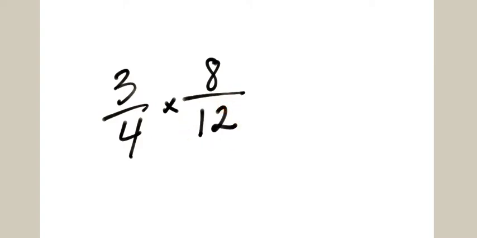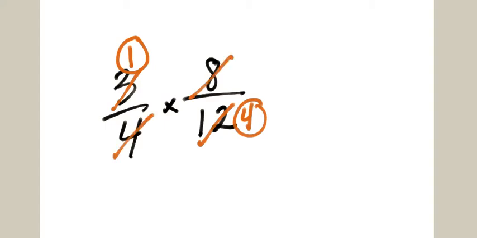So I'm going to look and see, can I simplify anywhere here? Yes, I can simplify this 3 and this 12. I can divide them both by 3. 3 divided by 3 is 1, and 12 divided by 3 is 4. Can I simplify anything else? Yes, you can simplify these two numbers. I can simplify both of those by 4. So 4 divided by 4 is 1, and 8 divided by 4 is 2. So now this is my new simplified problem.